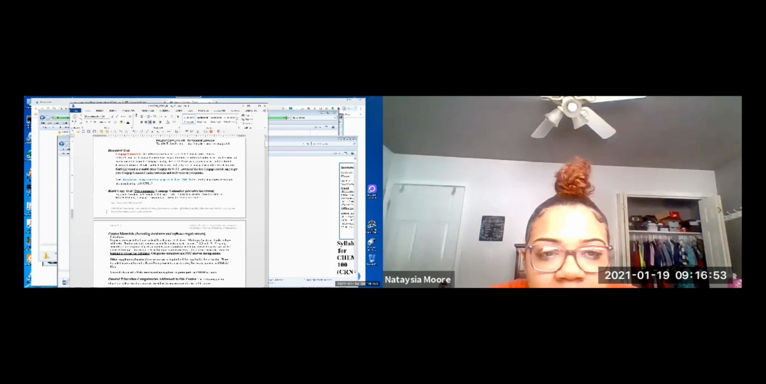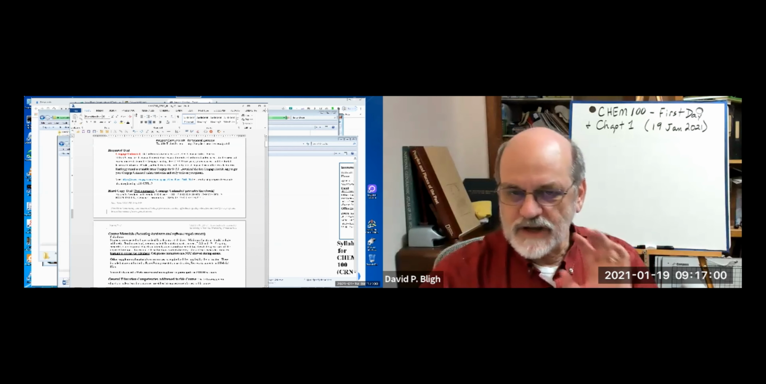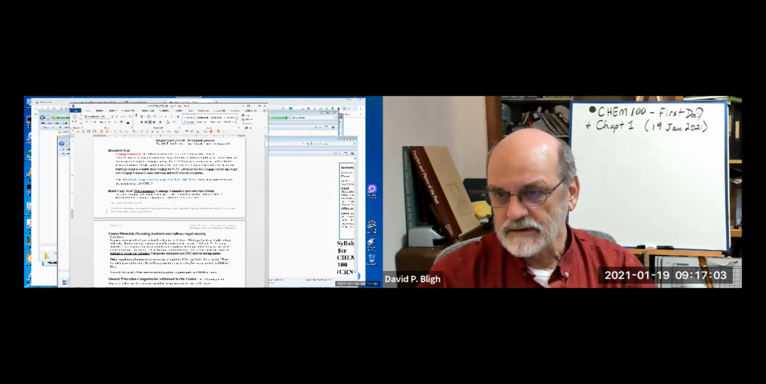This is the hard copy. You want us to get Unlimited, the Cengage Unlimited? Yes. Or I just say that because it's simpler and it's in the bookstore.